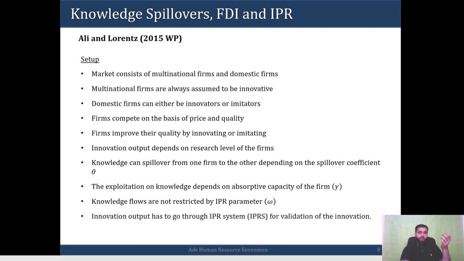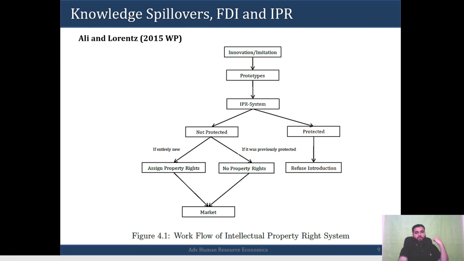And innovation output, whatever you come up with, the prototype, the invented product, has to go through the IPR system for validation of innovation. So the IPR system should pass it through the system and declare it as the new product that can be associated with the authors. So this is the basic premise of the paper.